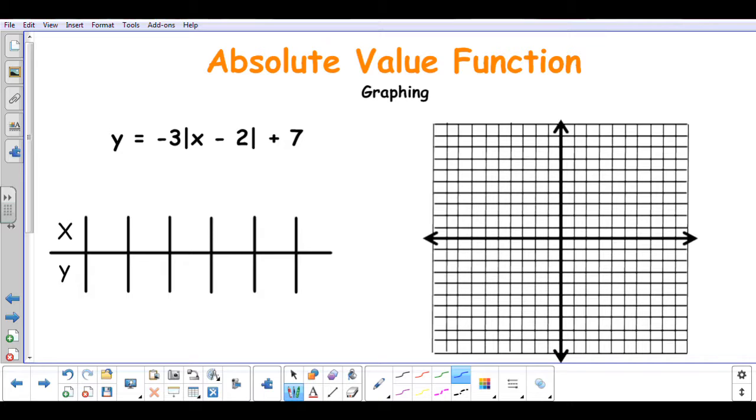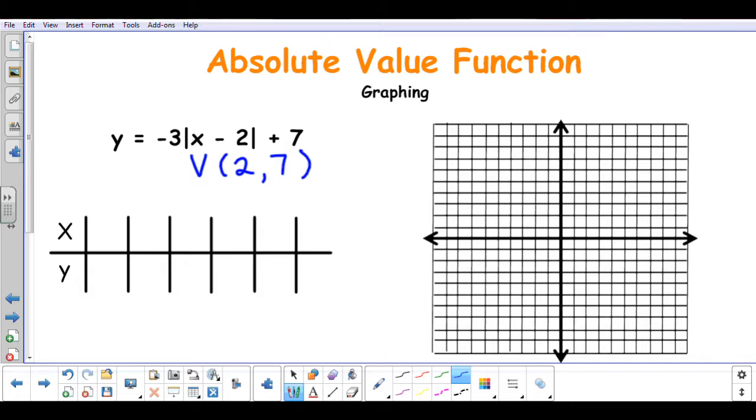So the x subtract 2 will tell me that it has moved right 2, so my vertex will begin at +2 for the x coordinate, and then the plus 7 means that the graph has gone up 7. So my vertex will be at 2, 7.